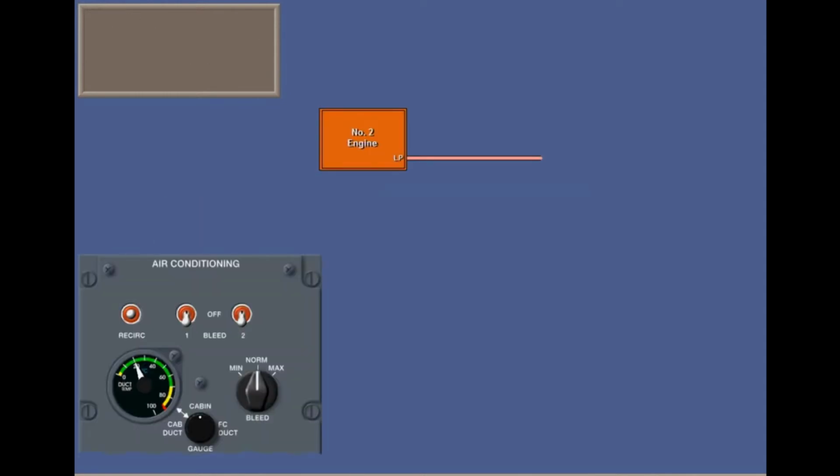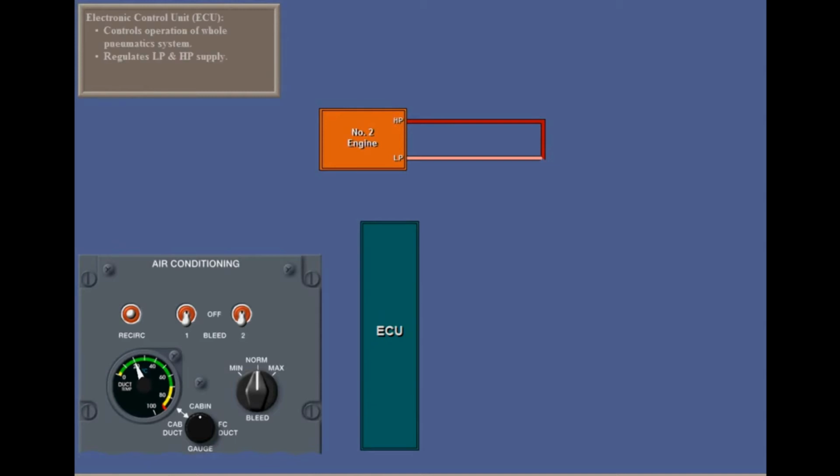Low pressure bleed air from a port on the low stage compressor of each engine is always present. But if this is insufficient, high pressure bleed is added from a port on the high stage compressor. Low pressure bleed is normal in flight, and high pressure is used on ground and at low power settings. An electronic control unit controls operation of the whole pneumatic system and determines when to add high pressure bleed, depending on parameters such as power lever setting and bleed demand.